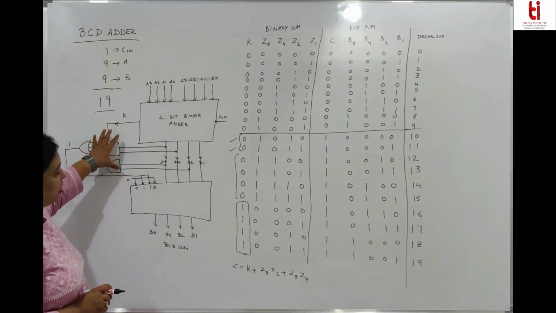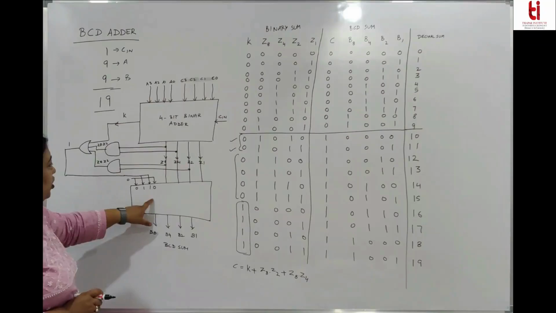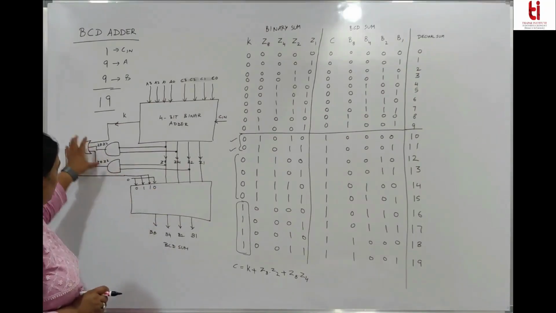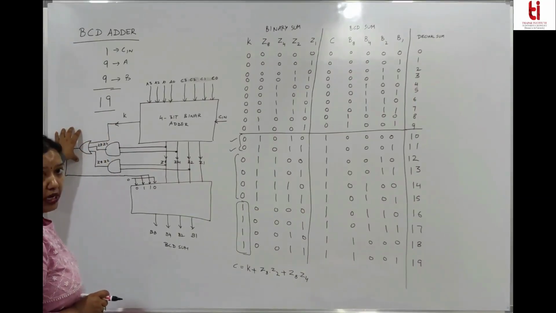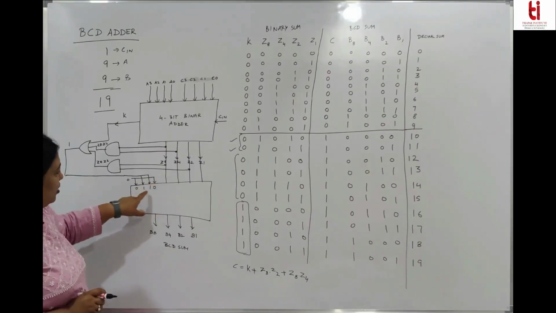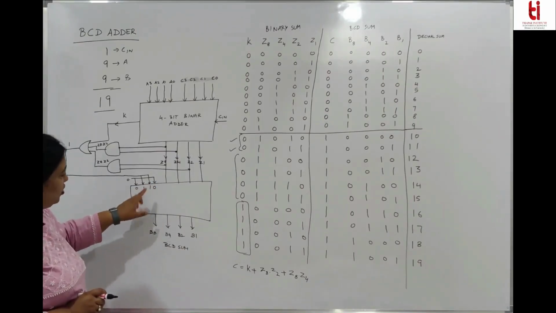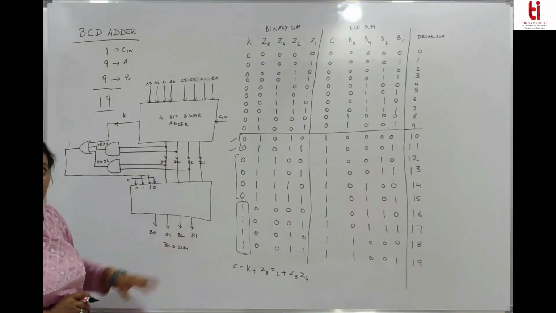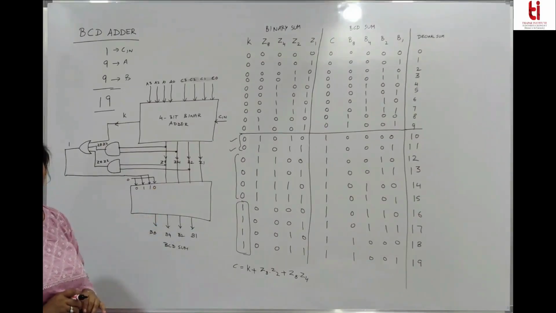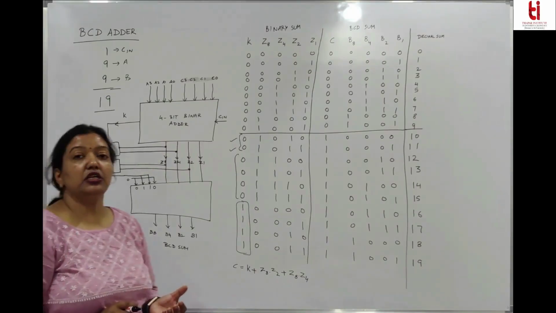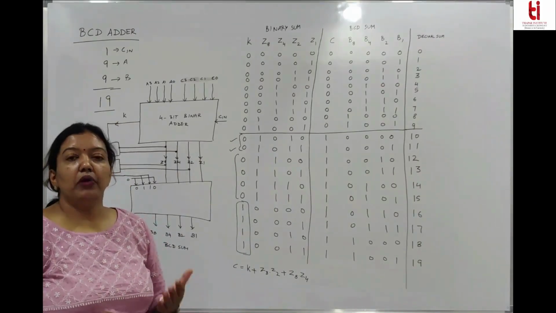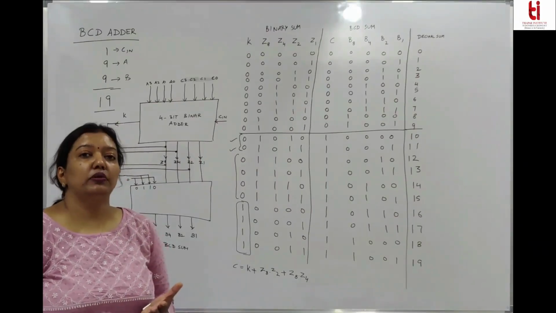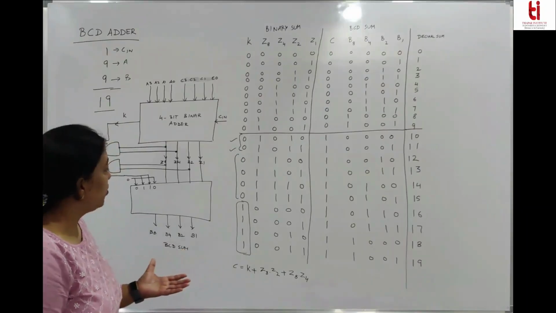So whenever these conditions occur, add 6 to your number. When these conditions generate a 1, add 6 to that number, making the middle bits 1 1 and the others 0 0. So when it generates 1 1, it will add 6, and when it generates a 0, it will add 0. In this way you will get a BCD sum. This is the best way of finding the BCD sum of BCD numbers. If your representation is in binary, your result should be in binary. If it is in BCD, your result should be BCD.